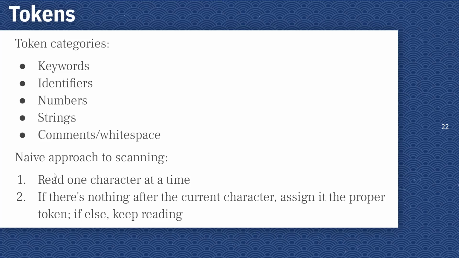So with that, let's go over this naive approach to scanning. First, we'll read one character at a time, and if there's nothing else after it, assign it the proper token. But if else, keep reading. So it turns out that this is actually really inefficient. What do you guys think would be a better approach to scanning? Any ideas?